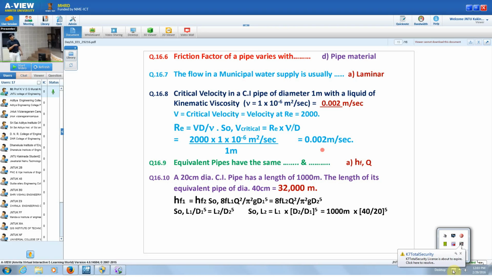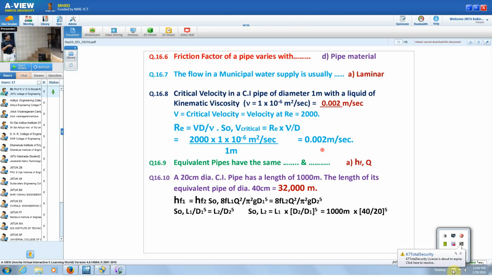Next question. Equivalent pipes have the same dash and dash. Head loss and discharge. So two pipes are there, of different diameter, different length, and different material also. But still we call them equivalent if the head loss is the same for the same discharge. Diameter may be different, length may be different, material also may be different. Still we call them equals if HF is the same for the same discharge. That means head loss and discharge are the same.